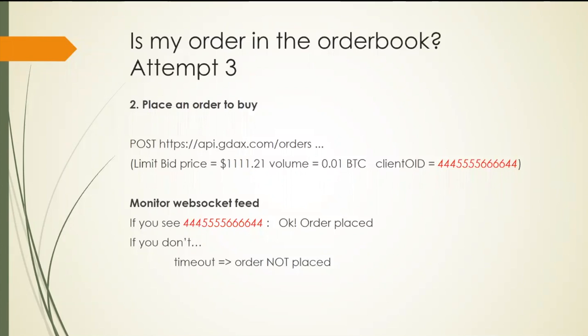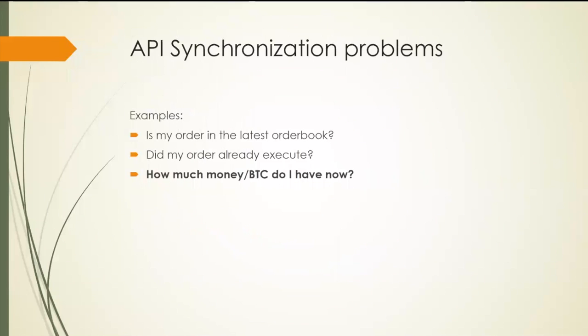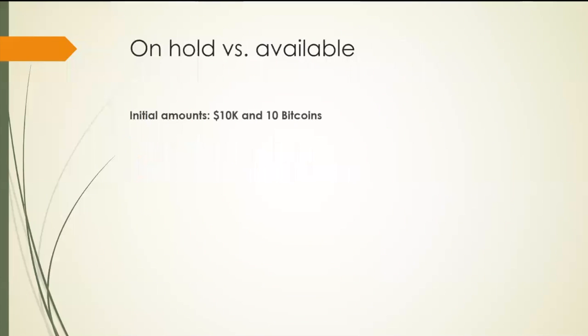All right, keep going. So, three attempts to get the synchronization right. I wanted to show just one question that we can ask the exchange: this is my order in the latest order group. We can ask other things. Has my order already executed? And here's another one: how much money or bitcoins do I have? This is very simple, but just think about this.